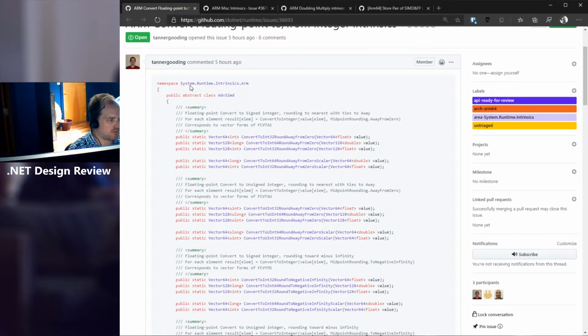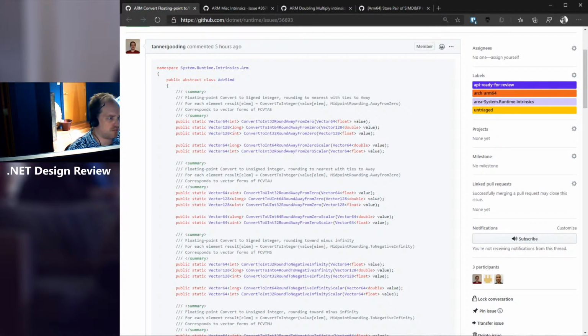This is basically equivalent to the round API, but rather than returning a float, they return integral. So convert to int32 and convert to int64, and then rather than just doing away from zero and to negative infinity, because the convert to int32 has the negative infinity thing, I pre-round. So convert to int32 round away from zero and convert to int32 round to negative infinity, etc.